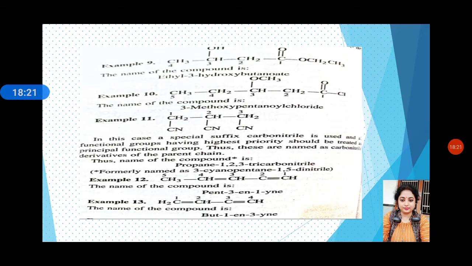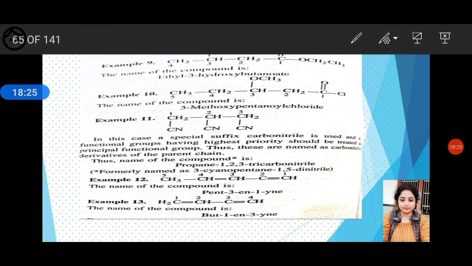Let's leave the top example, because when I select the pen it will be lost. So see the other example 10. Draw it in your copy. CH3 dash CH2 dash CH, OCH3, dash CH2 dash CO dash Cl.